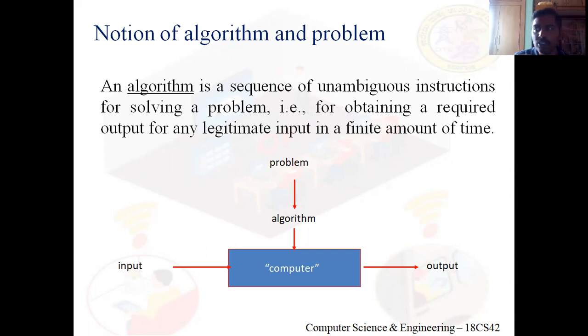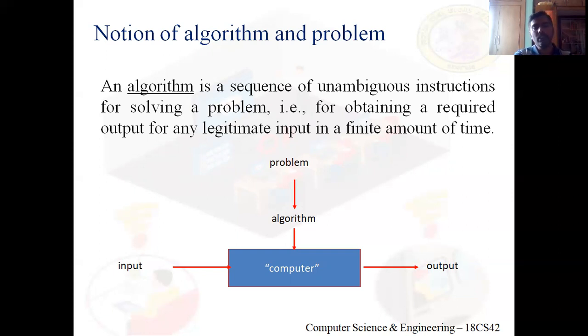For example, your problem is to find the square of a number. So what is the input for this? A number. It can be a negative number, it can be a positive number, it can be real or an integer. But can you find a square for an alphabet? So when the algorithm is designed, the input needs to be stated. What should be the type of input? For all valid inputs, my algorithm should work. So an algorithm is a sequence of unambiguous instructions for solving a problem, for obtaining a required output for any legitimate input in a finite amount of time. And I said the algorithm is not machine dependent.